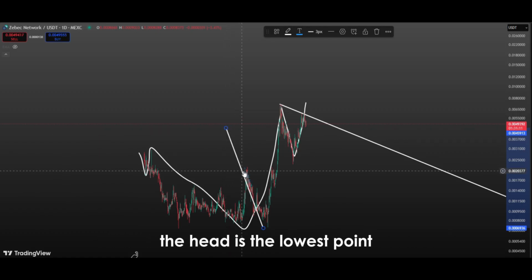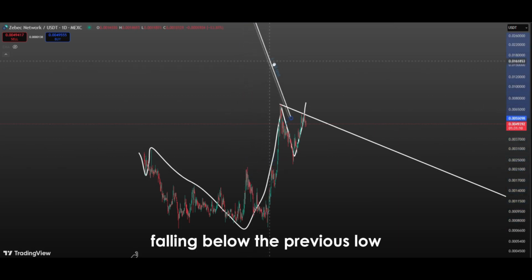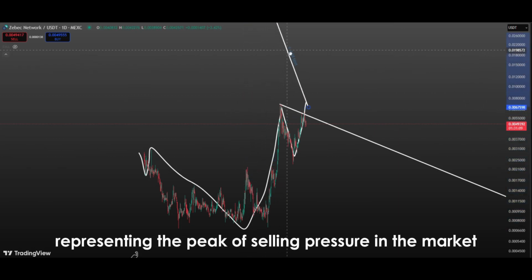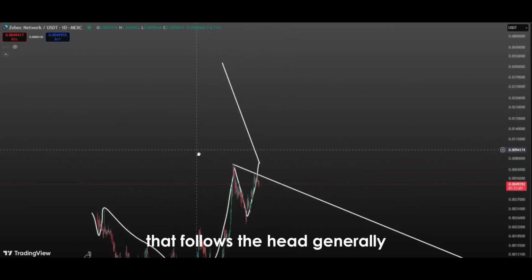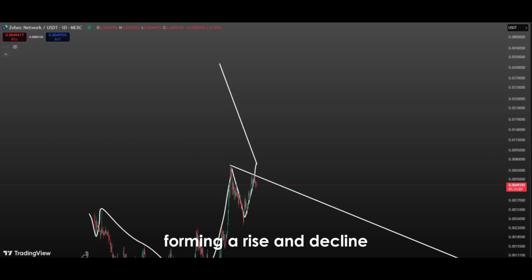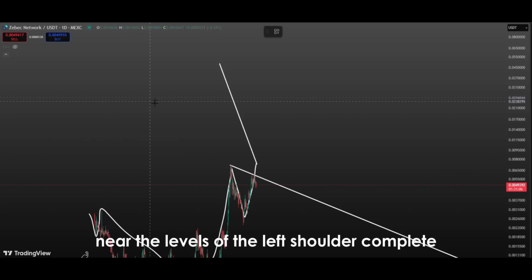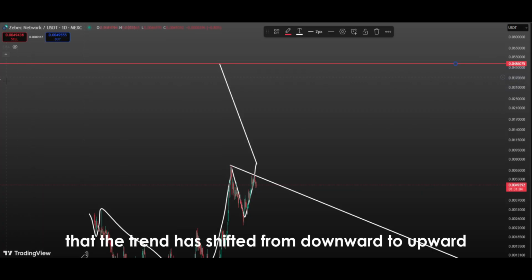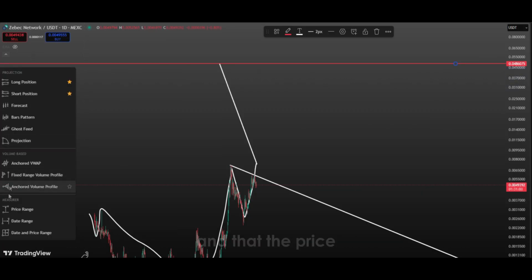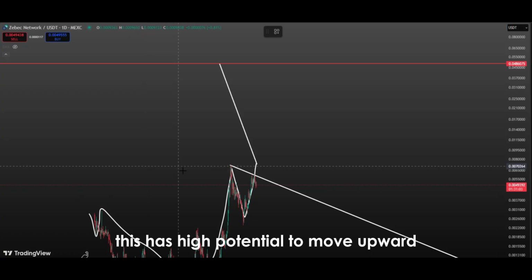The head is the lowest point, falling below the previous low, representing the peak of selling pressure in the market. The right shoulder is the price movement that follows the head, generally forming a rise and decline near the levels of the left shoulder. Completion of this structure indicates technically that the trend has shifted from downward to upward and that the price has high potential to move upward.